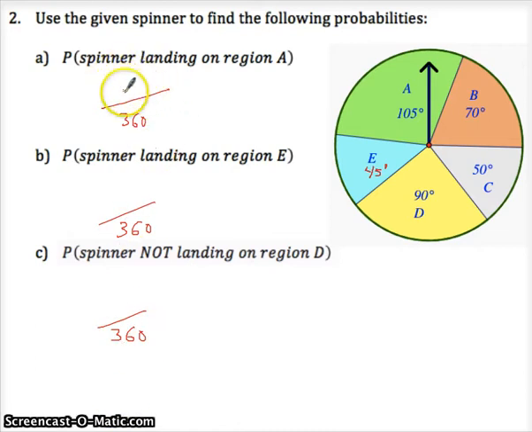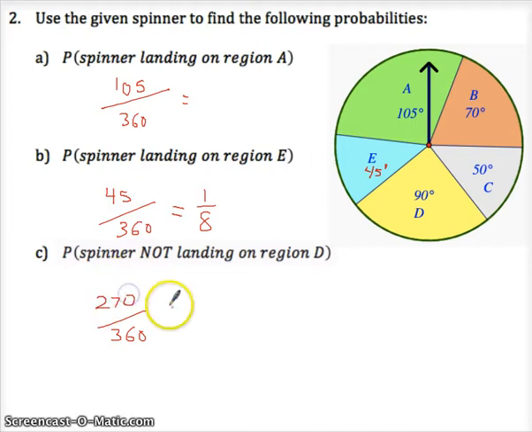All right, spinner landing in region A. Well, that's 105 out of 360. Oh, I want to reduce that, but I can't do that quickly. Region E is 45 out of 360. I can do that one quickly in my head. Oh, is this just 3 of those? No, it's not. All right, spinner not landing on region D. Well, that's the rest of the circle that's not the 90 that's D. And that's, of course, 3/4.